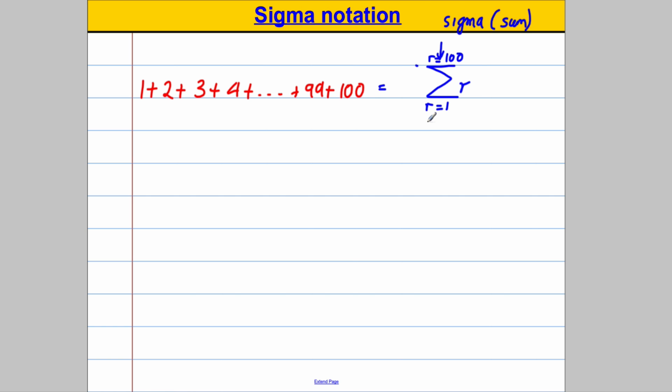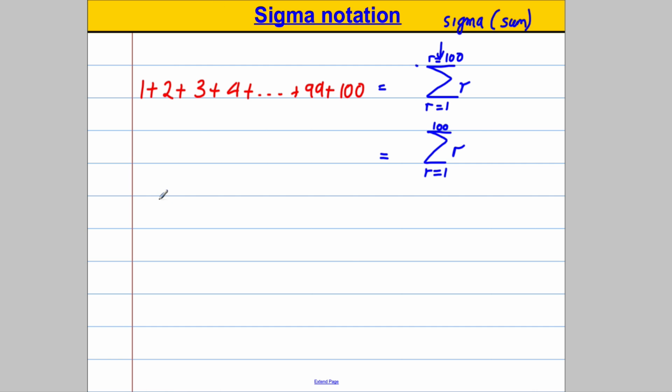When r is 1 plus r is 2 plus r is 3 plus r is 4 up to r is 100. And they even take one more shortcut. They don't bother writing r is 100 on top. They write the sum from r is 1 to 100 of r. And that means 1 plus 2 plus 3 plus 4 plus 5 plus 6.